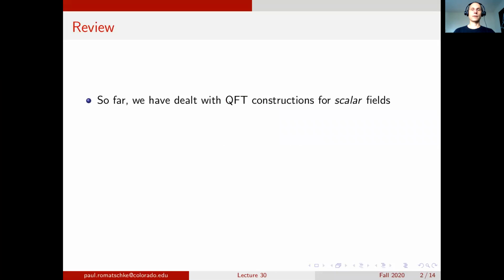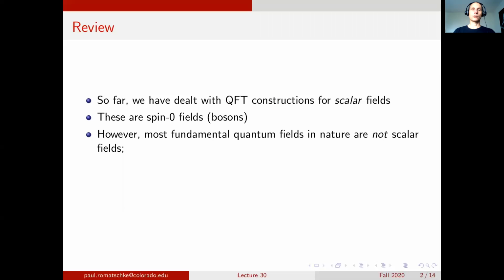So far, we've dealt with quantum field theory constructions that were based on scalar field theories. Scalar fields have spin 0, and as such, they are bosons. However, it turns out that most fundamental quantum fields that we have in nature are not scalar fields. The exception to the rule is the Higgs field that was only recently discovered, but most of the other fields that we know about are not scalar fields.